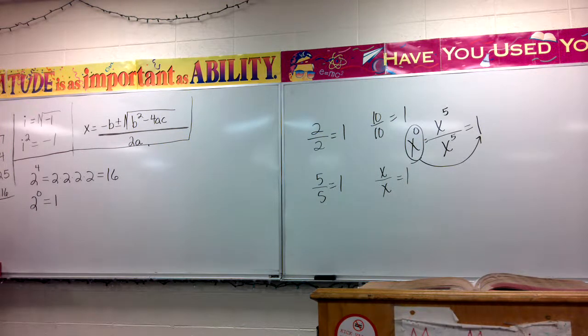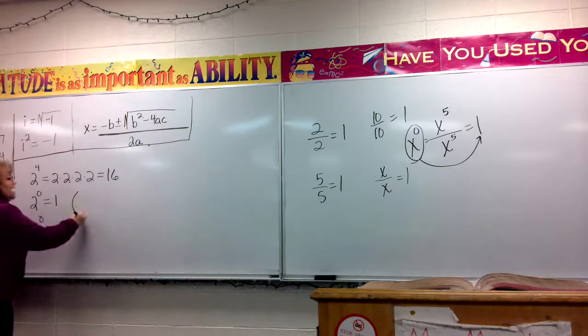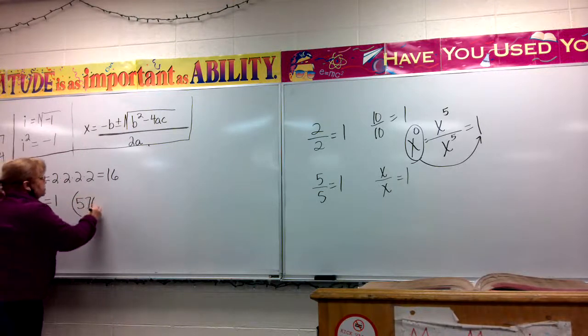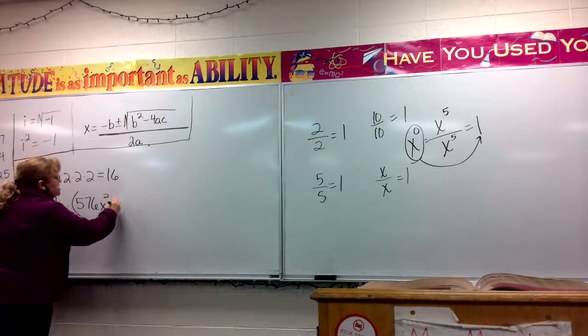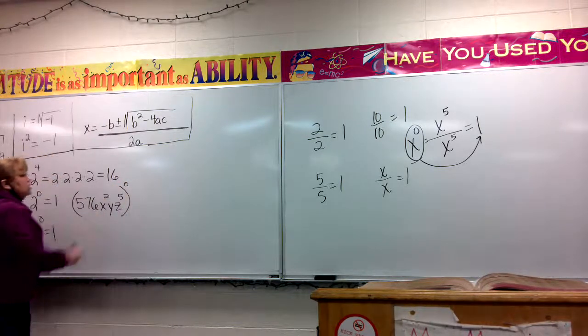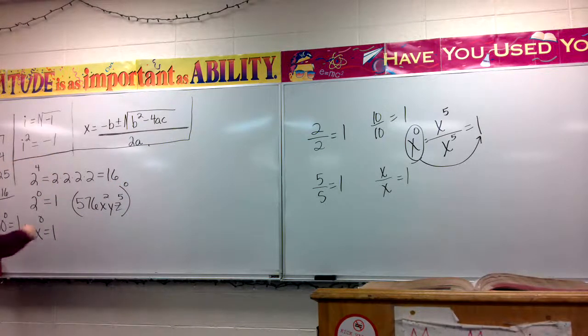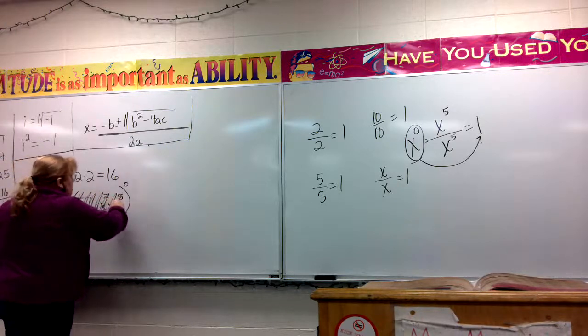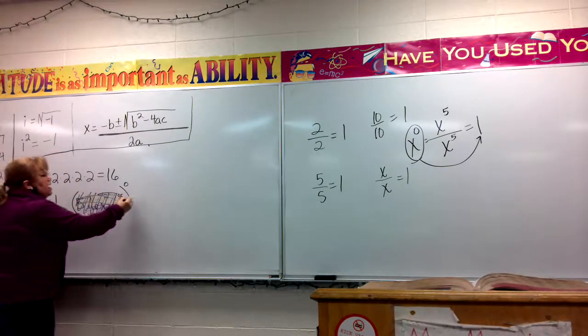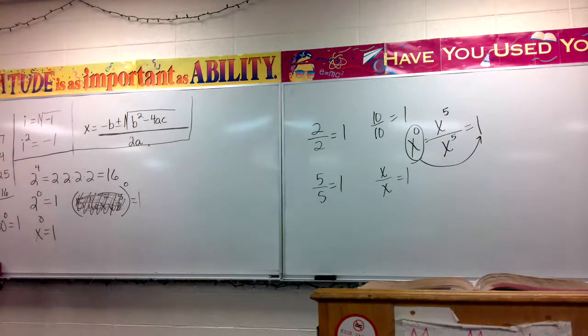power? It's 1. What is 100 to the 0 power? 1. What is x to the 0 power? It's 1. What if I take 576 x squared y z to the 5th and I raise it all to the 0? Does it matter what's in here? If I'm raising it all to the 0 power, it's 1. So that's one thing you need to remember. Anything to the 0 power is 1.